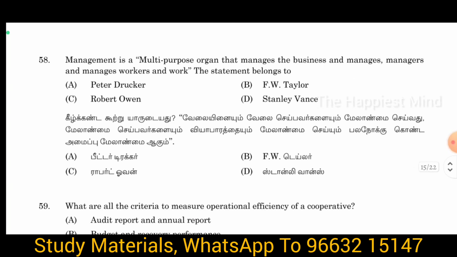Question 58. Management is a multi-purpose organ that manages the business and manages works and work. The statement belongs to dash. They are asking who made this particular statement. If you look at the answer, it is option C, Robert Owen.